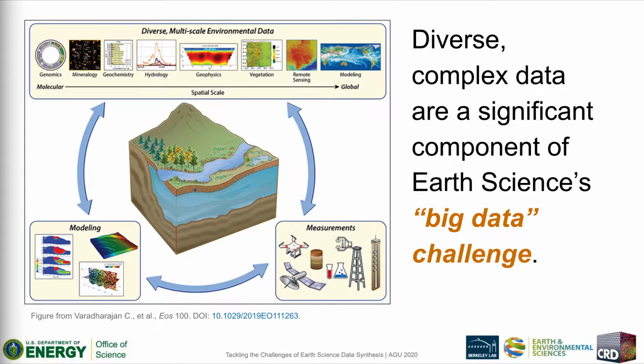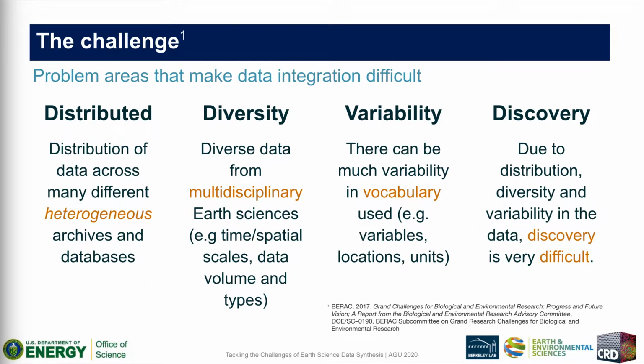Earth science data sets are generated by an iterative methodology where models guide measurements and vice versa. This approach uses and generates diverse data from multidisciplinary earth sciences, including hydrology, ecology, climate, geology, and so on. These data are diverse and complex and are a significant component of the earth science big data challenge. The challenge falls in these problem areas, which makes integration of diverse, complex earth science data difficult, thus hindering scientific discovery.